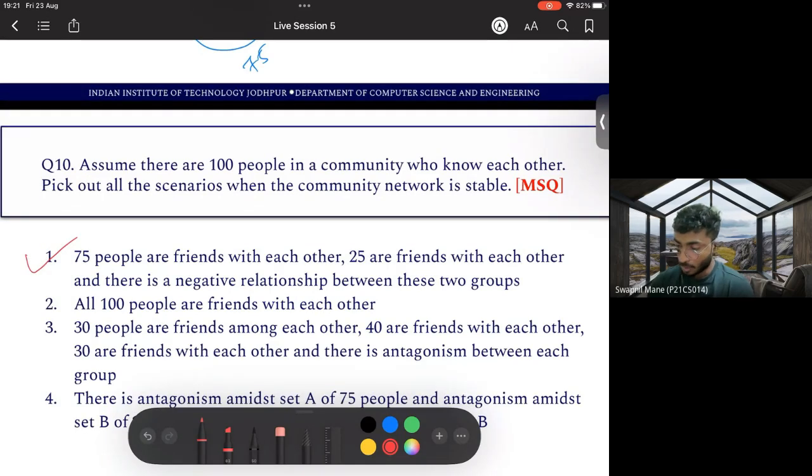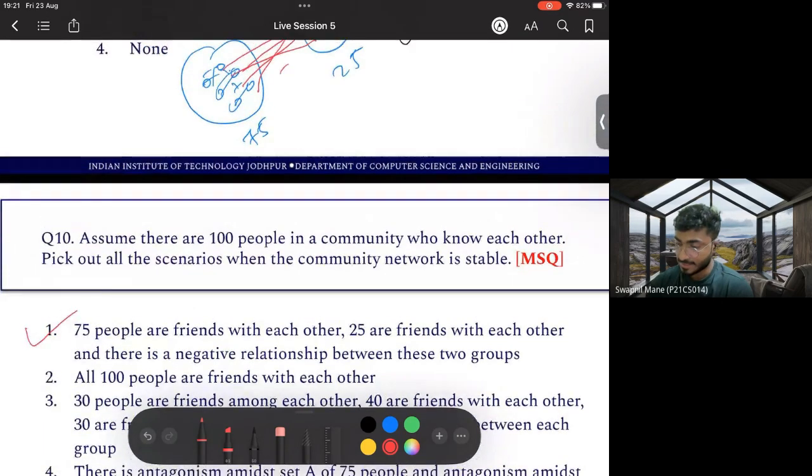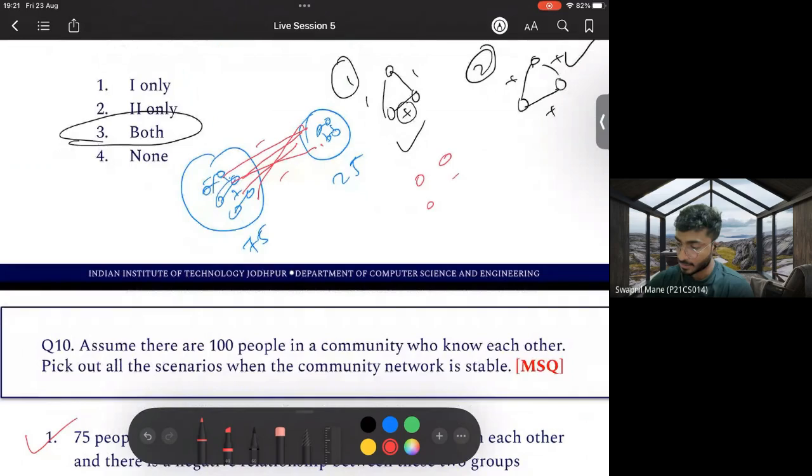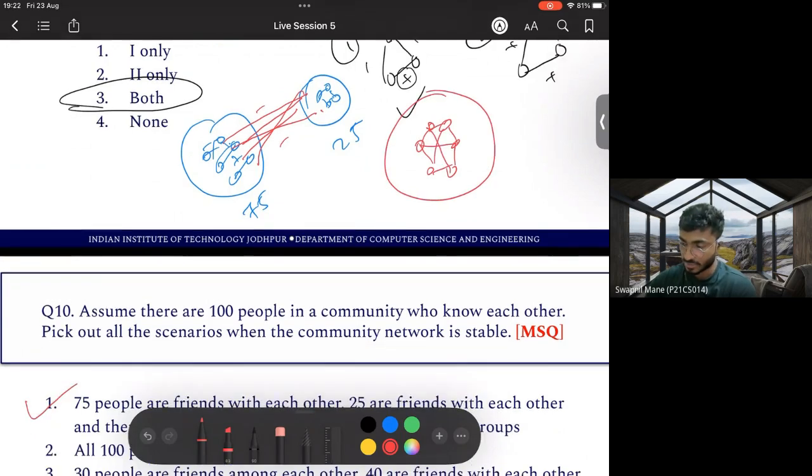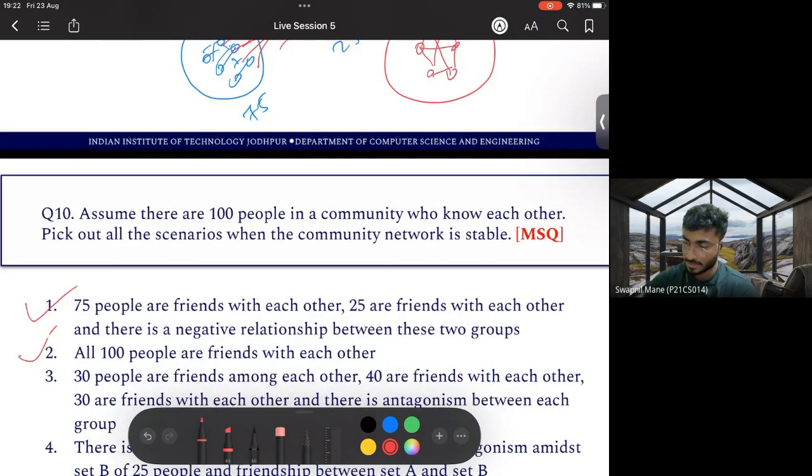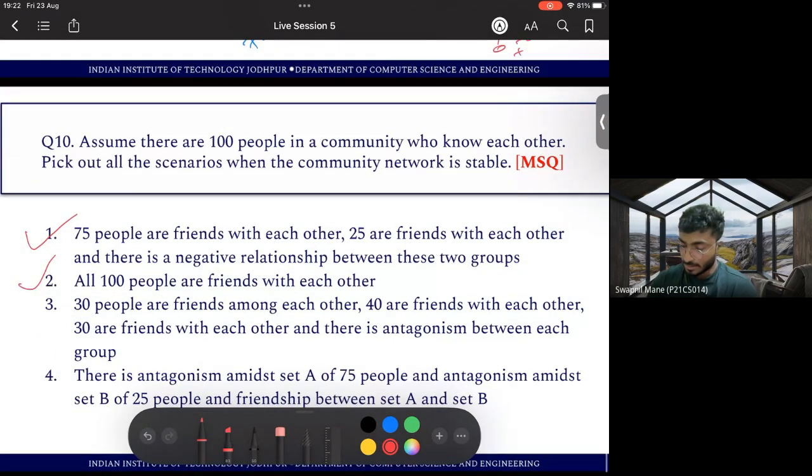Another option is that all people are friends with each other. All people means there are 100 people, and between the 100 people there is a friendship relationship. So in this case there is no issue, right? There is a positive relationship between them. So this is a healthy relationship. This is also stable, as we have already talked about. That is an all-positive network. All the edges are positive edges, which is a stable network.